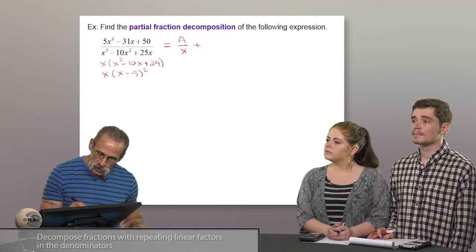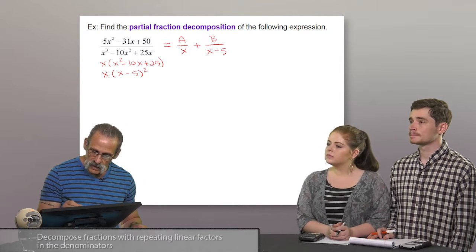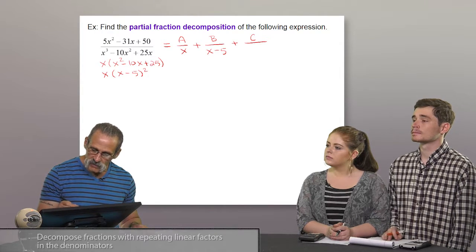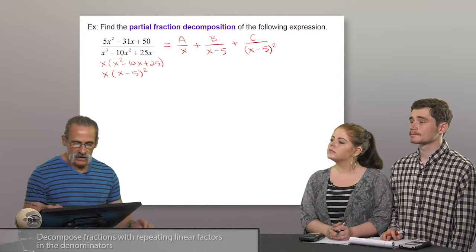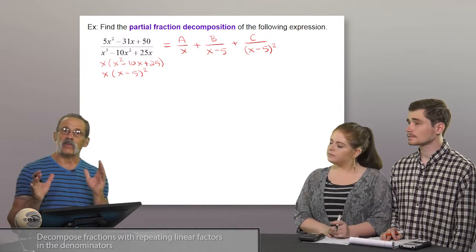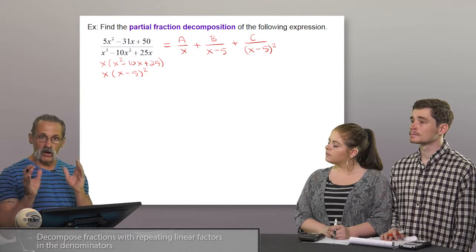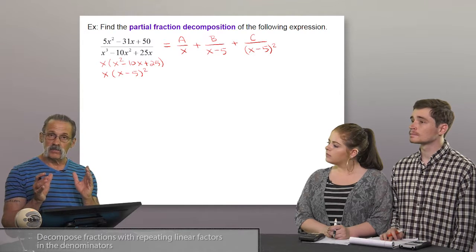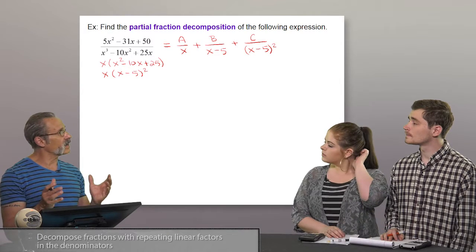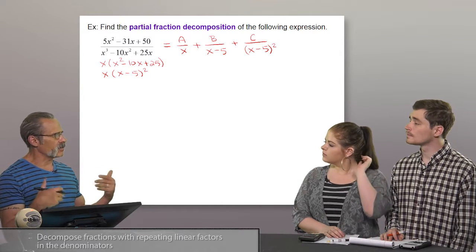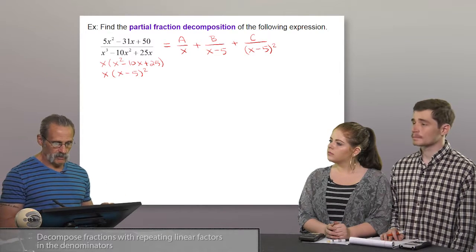Then you will have two more terms. You'll have a constant over x minus 5, as well as a constant over x minus 5 squared. The rationale here is that if I add with a common denominator, the x minus 5 squared is necessary, but I also have the x minus 5 there because when I add, that common denominator is still x minus 5 squared. So I'm accounting for every possibility that I could have had when adding these rational expressions to get my common denominator.